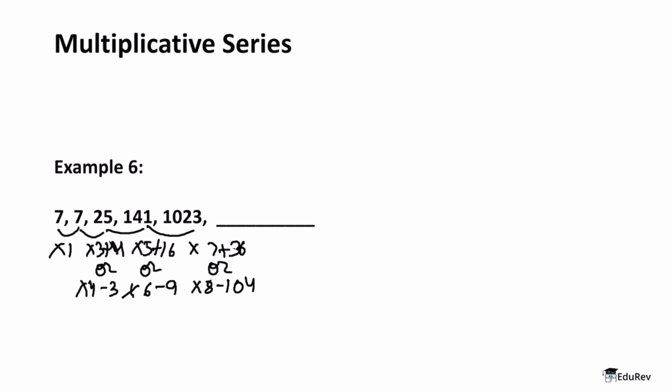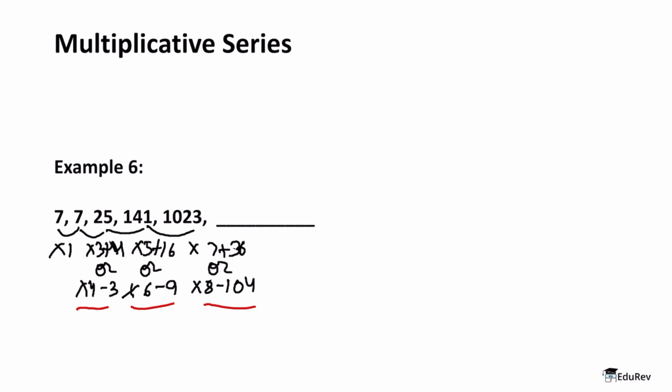Okay. Now let's try to find the pattern here. Down here we have into 4 minus 3, into 6 minus 9, into 8 minus 104. There is not much pattern to be seen here. I mean, we could see that there is 4, 6 and 8 going on, but there is not much pattern to be understood here in what we are subtracting. So that doesn't make sense.